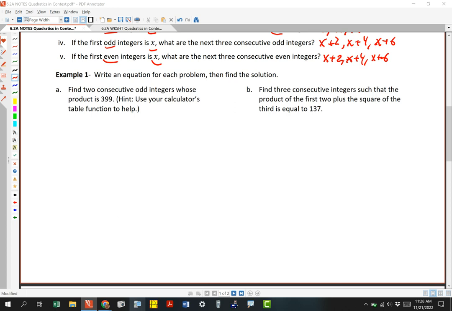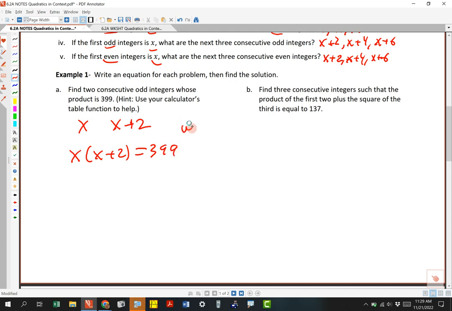So, watch. 2 consecutive odds. So the first one is going to be x. The next one is going to be x plus 2. And we want their product to be 399. So we want to multiply the 2 of these together and get 399.